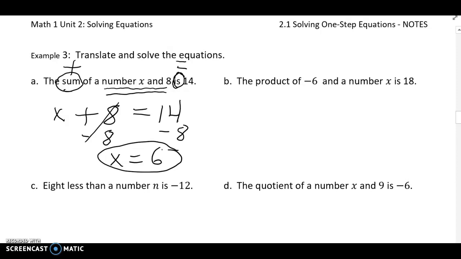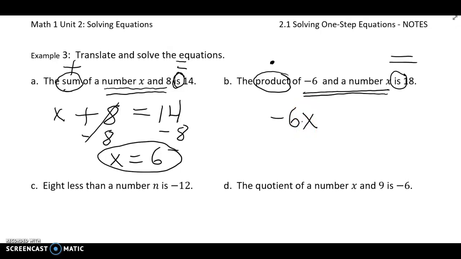Moving on to part B, the product of negative 6 and a number x is 18. All right, so when we think of product, we think of multiplication. So again, we're going to be using our dot as multiplication. Usually when we multiply, we need at least 2 things to multiply. So here we are going to be multiplying negative 6 and x. There's the is, so that's going to translate into an equal sign. So the product of negative 6 and a number x could be written as negative 6 dot x or just negative 6x.